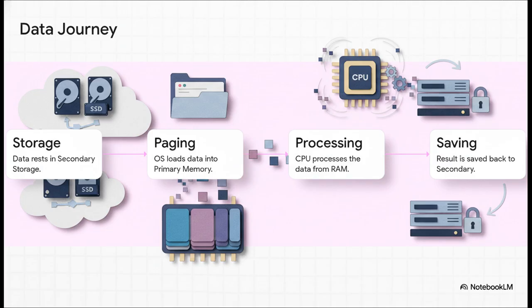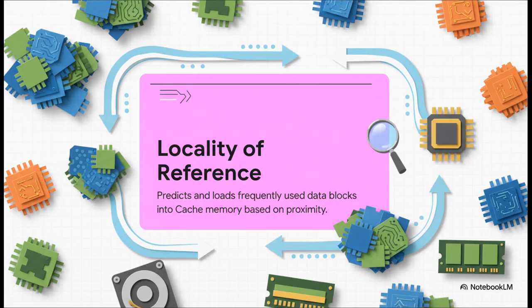It temporarily loads blocks of that data from your slow secondary storage right into the fast primary RAM. Step 3, the CPU actually processes the data directly from the RAM. And finally, when you hit save, that newly processed result is written right back down to the permanent secondary storage. To optimize this whole flow and keep the CPU fed, systems rely on a brilliant concept called the locality of reference.